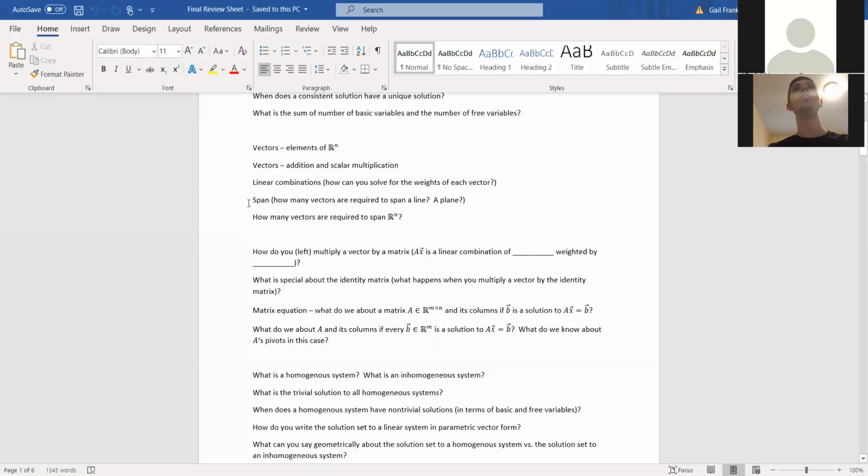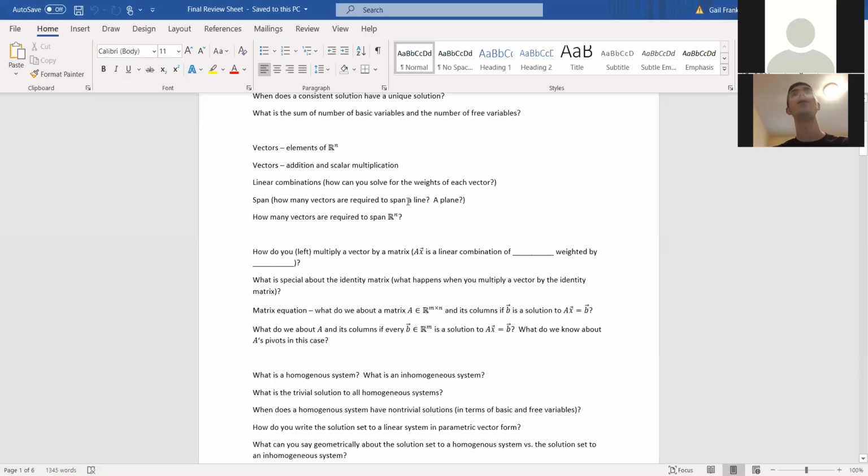So you can treat it like a linear system if you want to figure out whether a vector is a linear combination of these other vectors. Let me know if you have any questions. And then span is the set of all linear combinations of a set of vectors. Span can also be viewed geometrically.